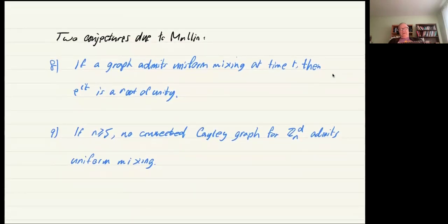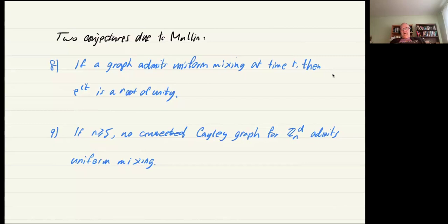And Natley had 2 conjectures. If a graph admits uniform mixing at time t, then e^{iθt} is a root of unity. Now, if something like this was true, that would make a lot of things easier. I'll come back to that in a second. She also conjectured that if n is at least 5, no connected Cayley graph of Z_2^d admits uniform mixing. Now, I'm a little worried about what happens when n equals 6, because I can see arguments that say the 6 might be different, so maybe there should be n greater than 7, but that's Natley's conjecture, so I won't argue.